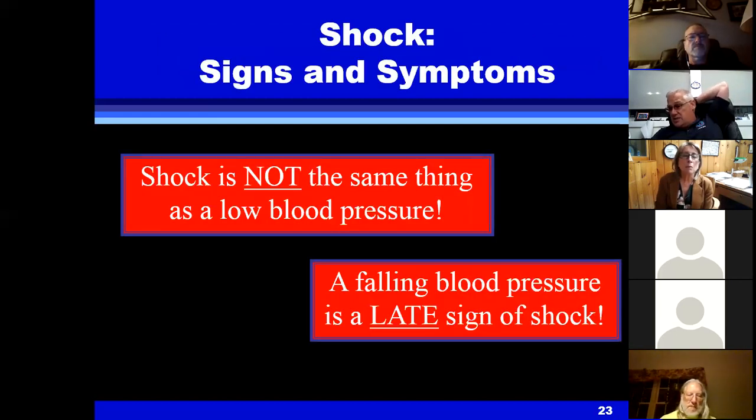Now, shock is not the same thing as low blood pressure. If you're a 110-pound female who exercises, you may have a blood pressure that we can't auscultate very easily. It's because you're low weight and you're in good shape. Your heart doesn't have to pump very hard, and you may not need a great blood pressure. So just because somebody has a low blood pressure doesn't mean that they're in shock.